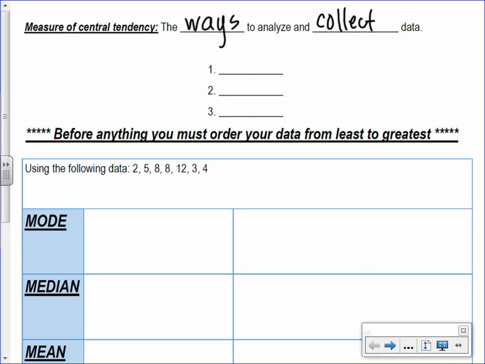So there are three ways we do this: the mode, the median, and the mean. Hopefully these sound familiar. If not, that's a-okay. So first, let's figure out what these three things mean. If someone wants you to analyze data, they're going to ask you to do either all three of these, or a couple of these, or just one of them.